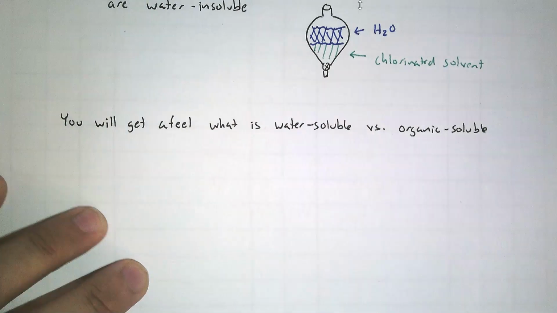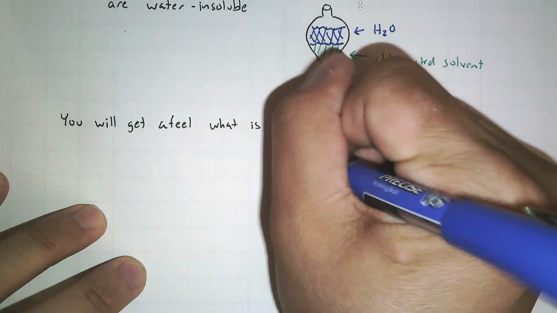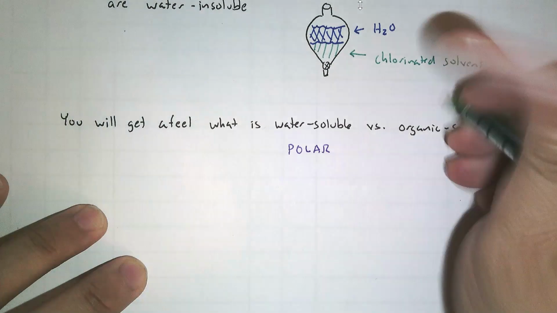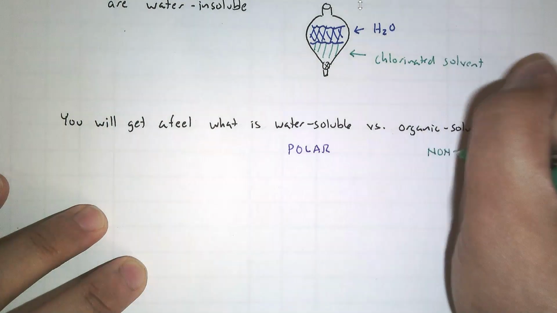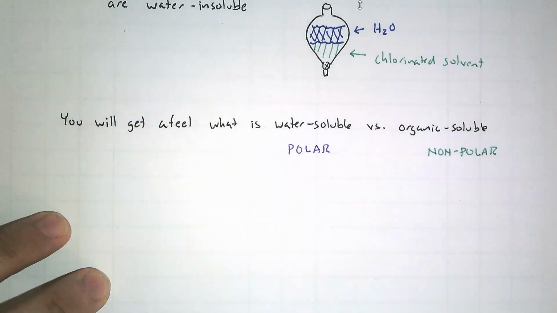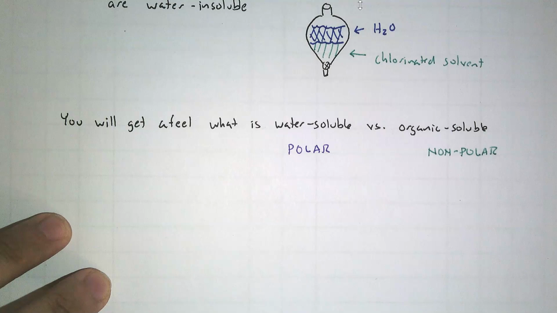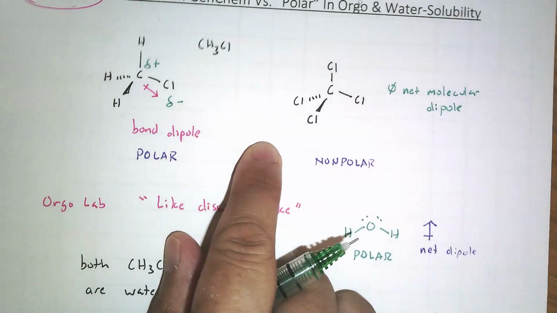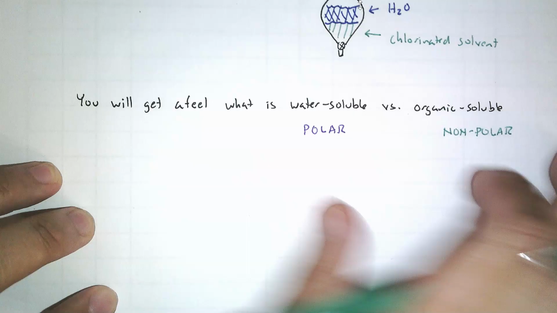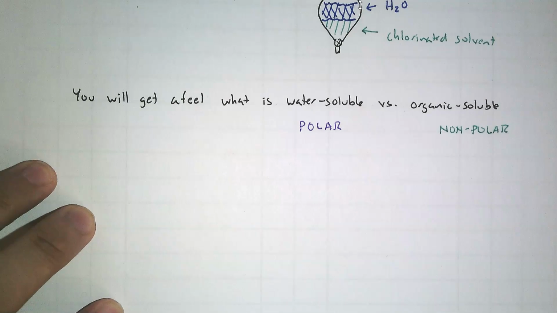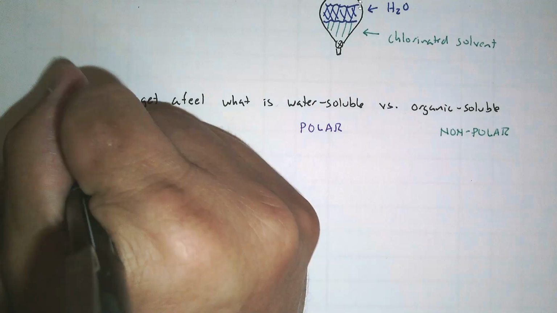In general, polar molecules are going to be water-soluble, and nonpolar molecules are going to be organic-soluble, but we're not going to be depending on geometry like we did in general chemistry. We're going to be depending on the number of bond dipoles that a molecule has compared to carbon-hydrogen bonds.